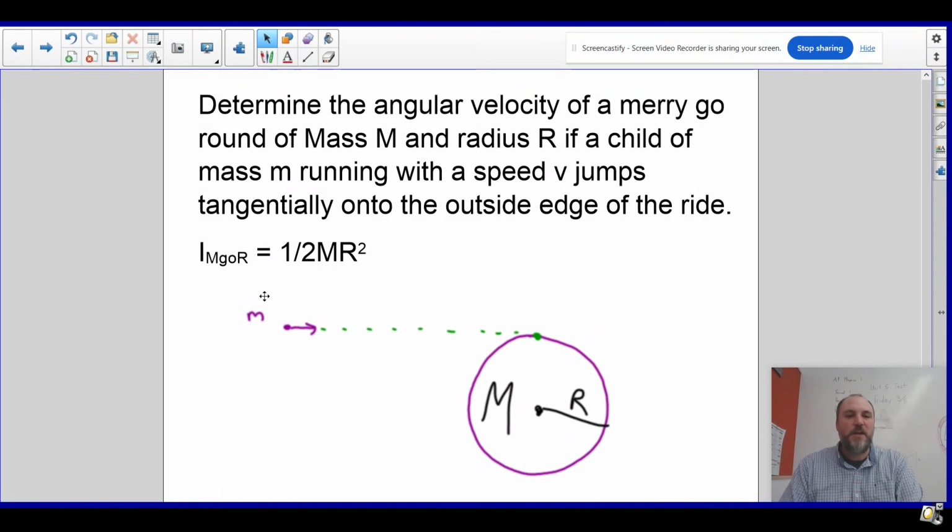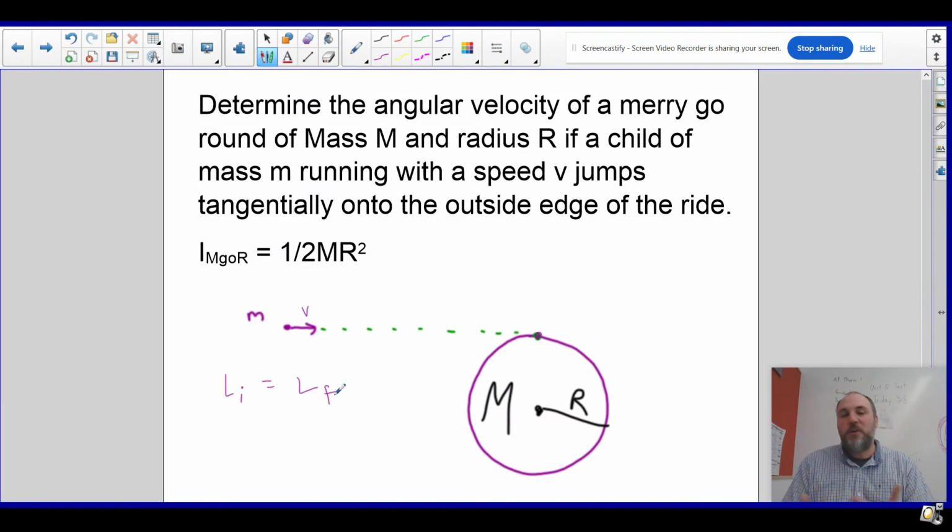So I have the child of mass m. They are running towards the merry-go-round with a speed of v, and they're going to jump on, they're going to land tangent to the circle. And of course, when they land, it's going to rotate. What I'd like to do is use a conservation law to determine the angular speed of the merry-go-round when the child lands on it. Okay, so what I'm going to use here is the conservation of angular momentum. So the initial angular momentum is equal to the final angular momentum.